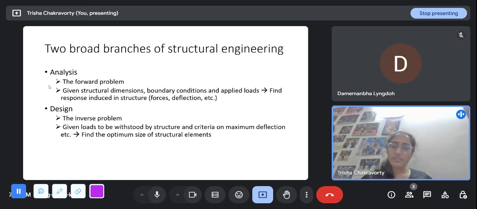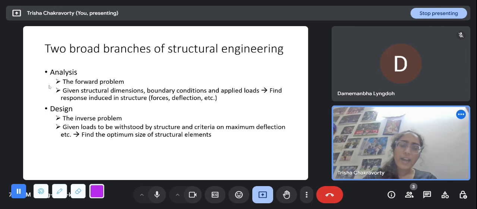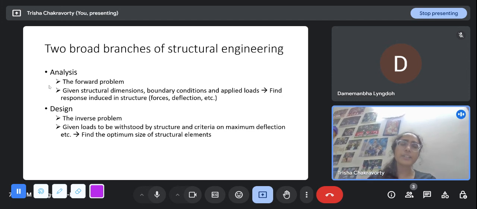Design is the inverse problem. The loads to be withstood by the structure will be given, and there will be certain criteria on the maximum deflection. So there will be a limit placed on the permissible force and the permissible deflection, and we have to find the optimum size of the structural elements. And design is what this course is focused on.